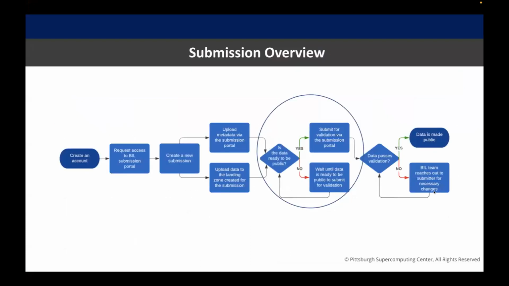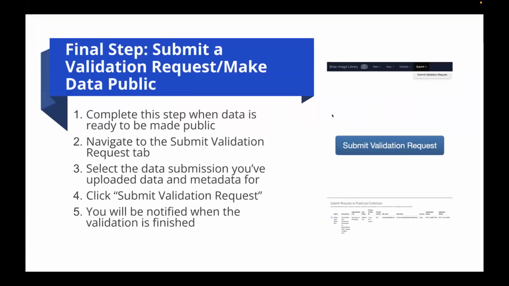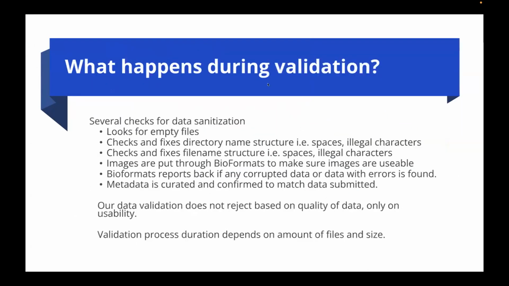So at this point in the process, we've uploaded data, we've uploaded metadata, we've done everything we need to do. So if we're ready to submit our data for validation and publication, this would be the step to do it. To let us know that you're ready to make your data public, there is an option on the portal called Submit Validation Request. This will navigate you to a screen with every different data submission you've ever created on the website. You can check them off, and then there's a button for Submit Validation Request. I'll show that here.